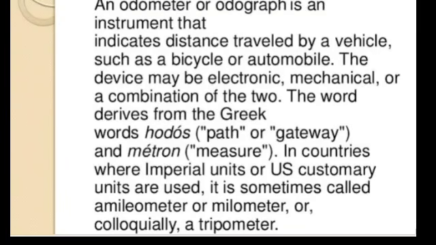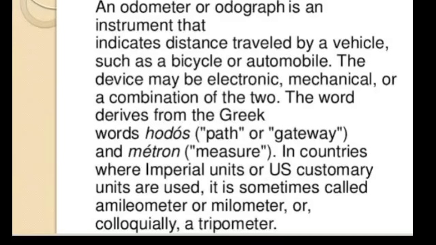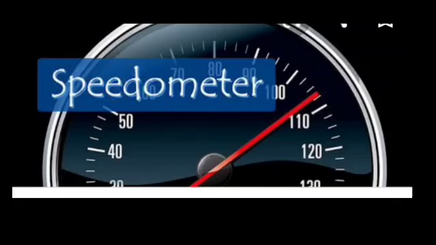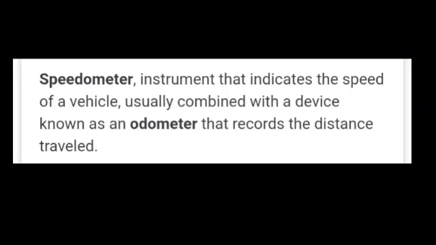An instrument on a vehicle dashboard which indicates the speed of the vehicle when it is running is called a speedometer. An odometer is an instrument for measuring the distance traveled by a vehicle. This is the picture of a speedometer. In simple words, a speedometer is an instrument that indicates the speed of a vehicle, usually combined with a device known as an odometer that records the distance traveled.